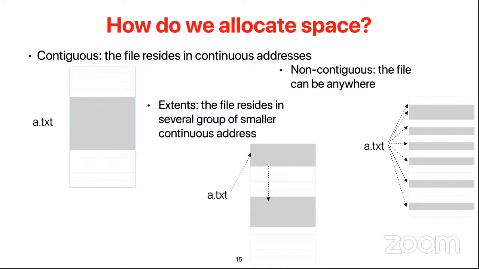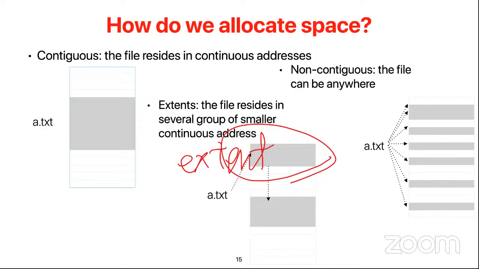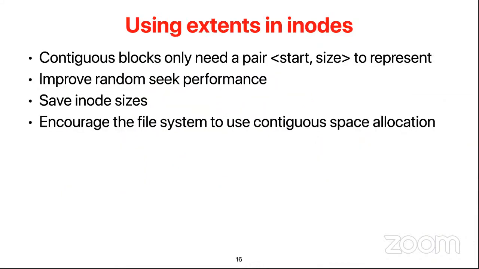The idea of extents is that your file resides in several groups of smaller contiguous addresses, and each of these is called an extent. You maintain a certain linked list data structure in your inode, or say in your file system structure, to say what comes after this extent. Each extent is the data portion of the linked list, and you have a pointer to tell you what's after it. That's the idea of an extent-based file system. So in an extent file system, if you have a contiguous segment, all you need is a starting address and the size, right? In your extent-based file system, you can also specify a certain linked list data structure, and each entry just tells you the starting address, how big the extent is, and where the next one is.